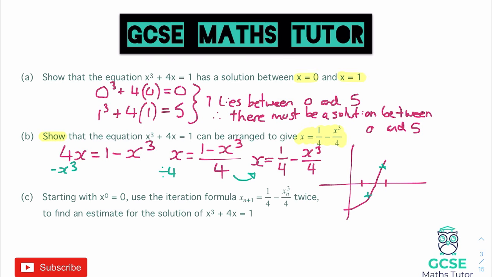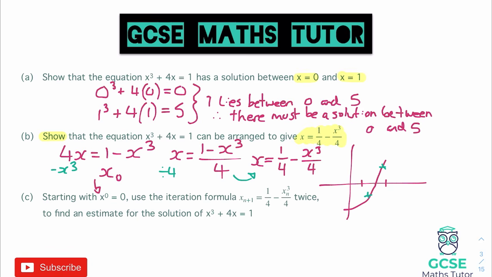Okay, so for part C, it says starting with x naught equals 0, use the iteration formula x with the n plus 1 is equal to 1 over 4 minus x cubed with the little n over 4, twice, to find an estimate for the solution. So when we are doing this, we have been given our starting number. Now that doesn't look super clear there, but that would be an x with a subscript 0. So that's down the bottom, that's not a power of 0. So we're using the starting number 0.